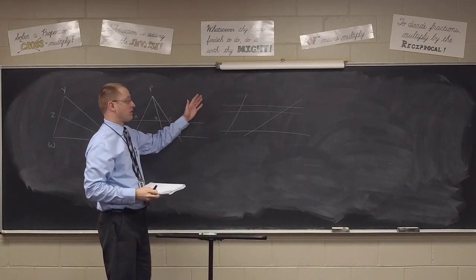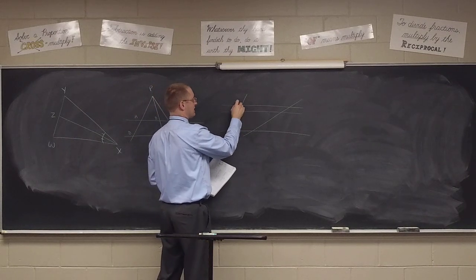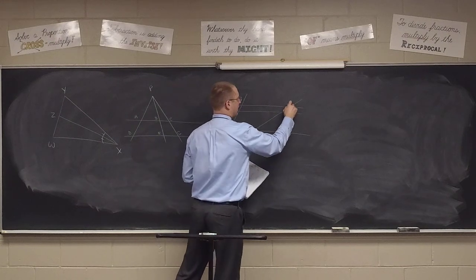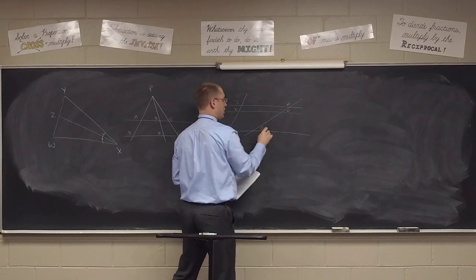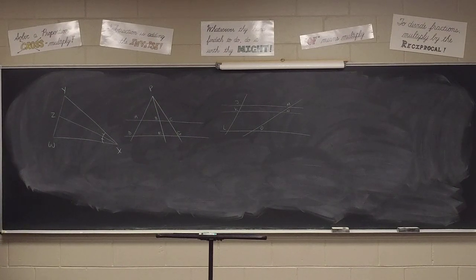All right, for the next picture, I've got 3 parallel lines. I've got 2 transversals, and these points intersect at J, K, L, M, and O. What proportion can we write based on this picture? Again, those letters represent points of intersection, since they are capital letters.